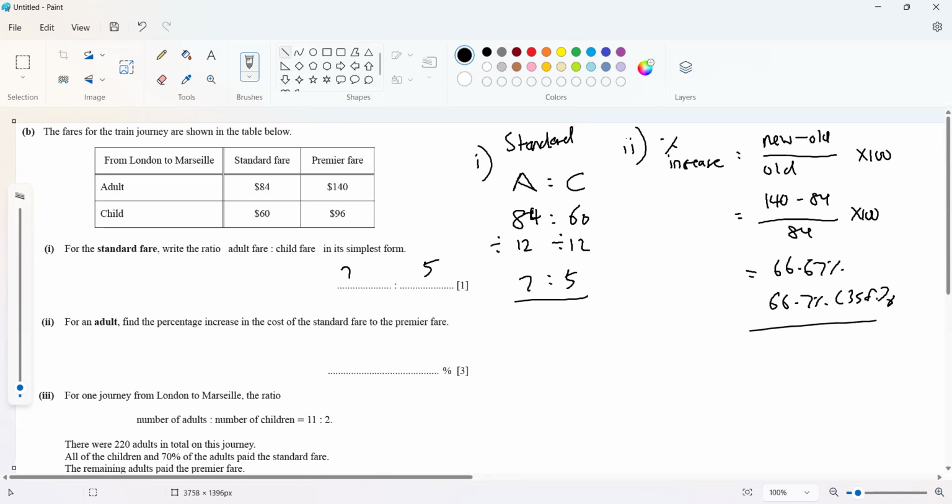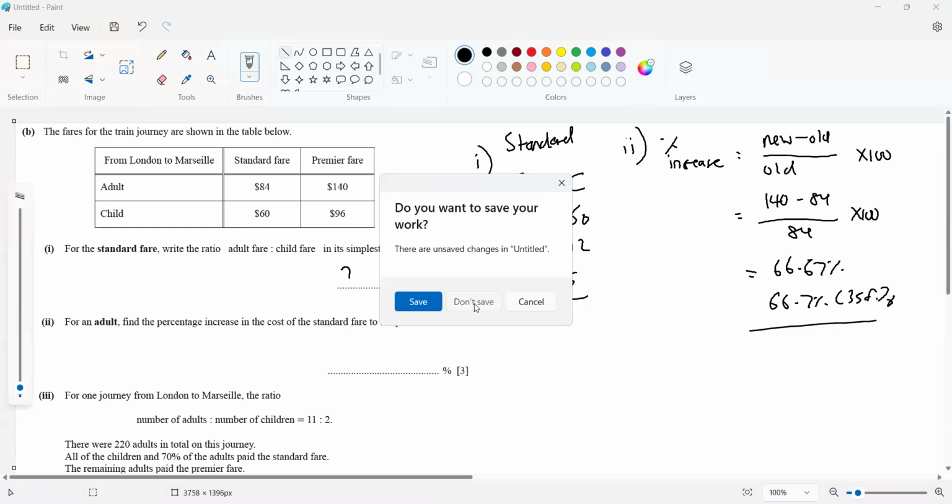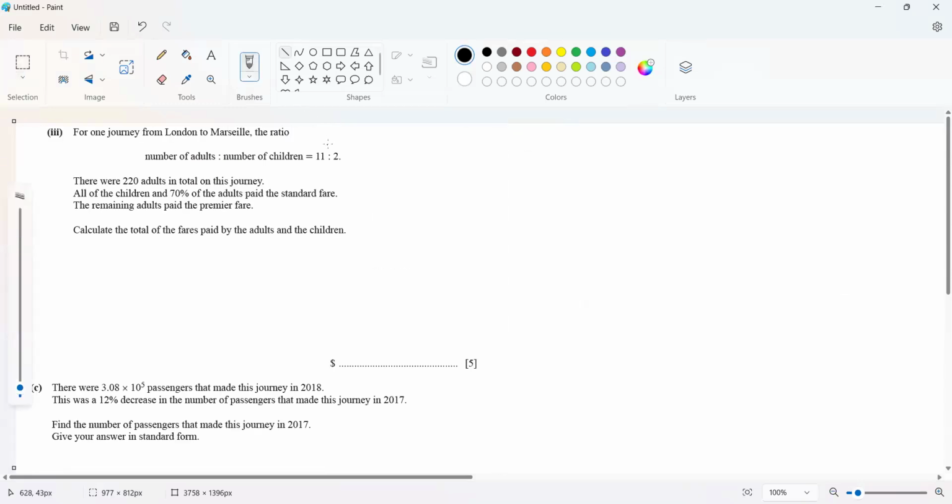So for part 3, I will repaste it because it's actually longer than that. So in part 3, it is given that for one journey from London to Marseille, the ratio of the number of adults to the number of children is 11 to 2. There were 220 adults on this journey. All of the children and 70% of the adults paid the standard fare. The remaining adults paid the premier fare. Calculate the total of the fares paid by the adults and children. So we need to consider our calculations here.